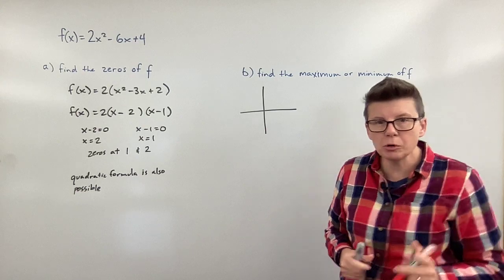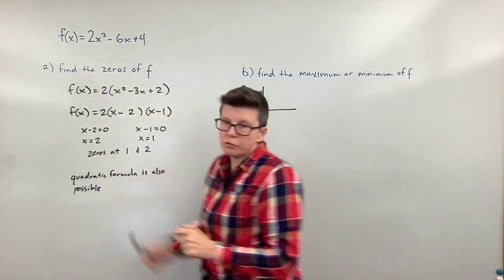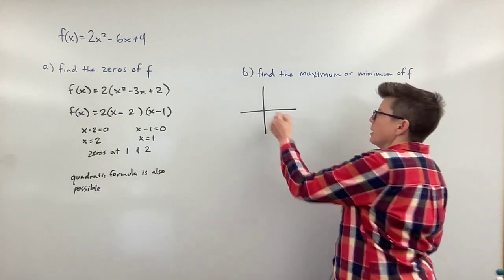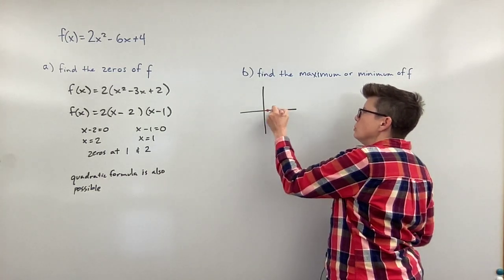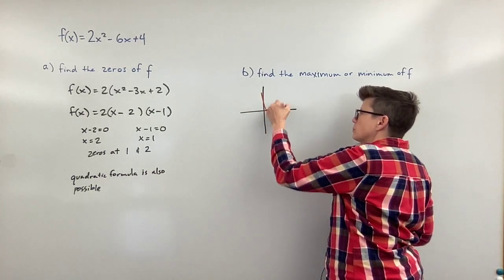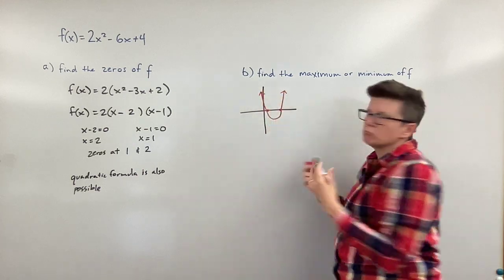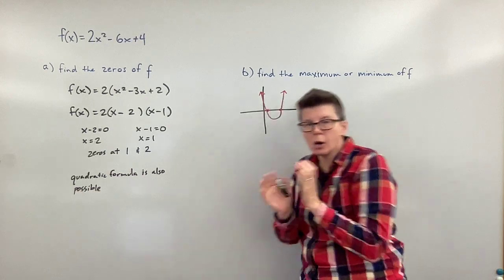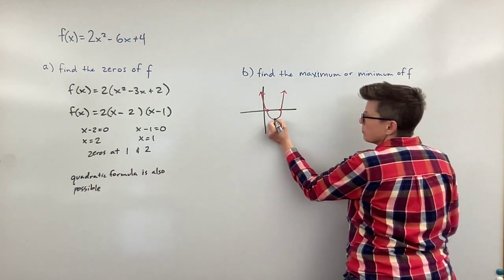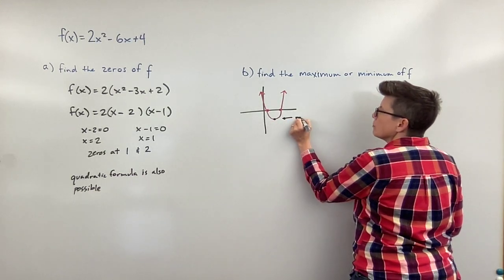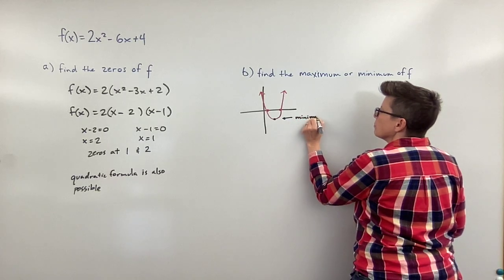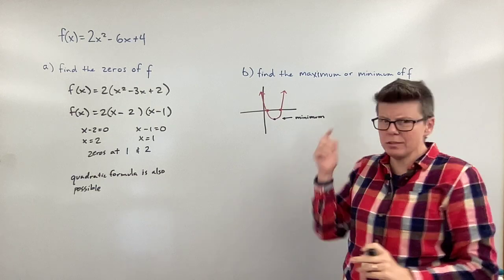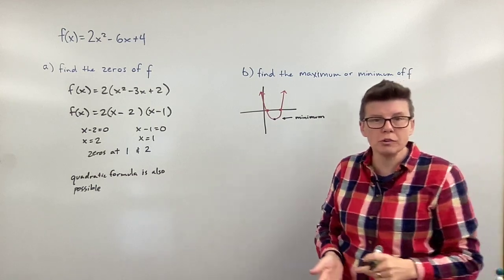I know that it's an upward opening parabola because the leading coefficient is positive. So an upward opening parabola with zeros at 1 and 2. We've got something going on like this. This function's going to have a minimum because it's an upward opening parabola. Also, if my sketch is to be trusted, I think the minimum is going to occur in the 4th quadrant.